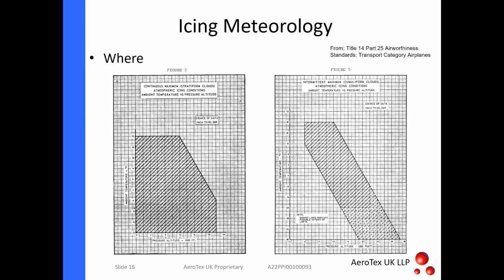So these are the figures that are in the airworthiness standards. It shows the altitudes which we're concerned with, so up to 22,000 feet, temperatures from 0 to minus 22 Fahrenheit. And that's for the continuous maximum. Whereas for the intermittent maximum conditions, there's a slightly different set of requirements, which can go to a slightly higher altitude, but tend to form at slightly colder conditions overall.